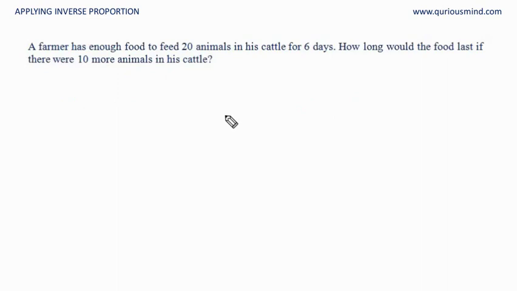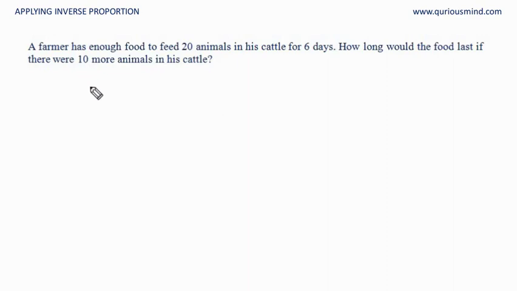A farmer has enough food to feed 20 animals in his cattle for 6 days. How long would the food last if there were 10 more animals in his cattle? Now, first thing here we need to understand whether this is direct proportion or inverse proportion. There are 20 animals who can eat something for 6 days. Same food, if it is given to more animals, obviously it is going to last for less number of days. So the animals increase, the number of days are going to reduce. So this is clearly an example of inverse proportion.